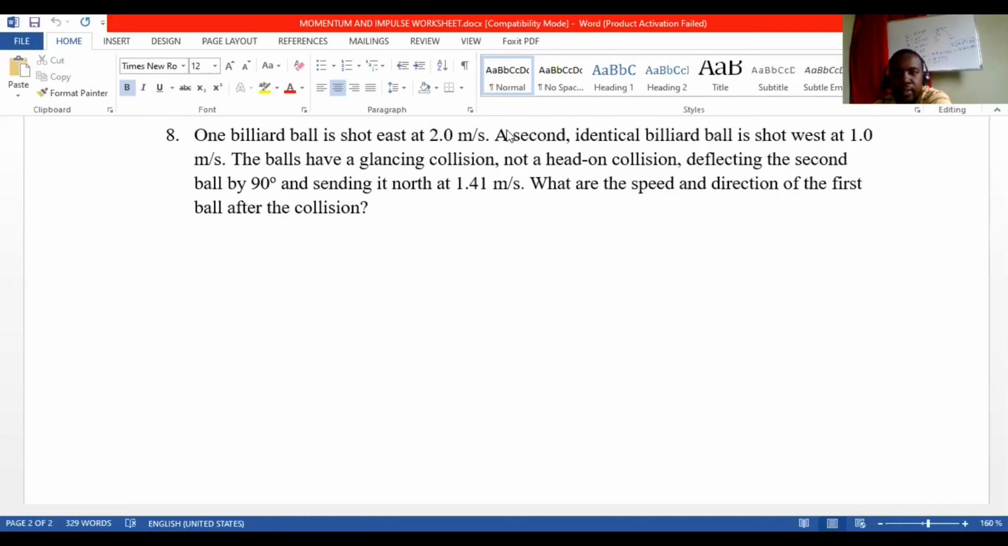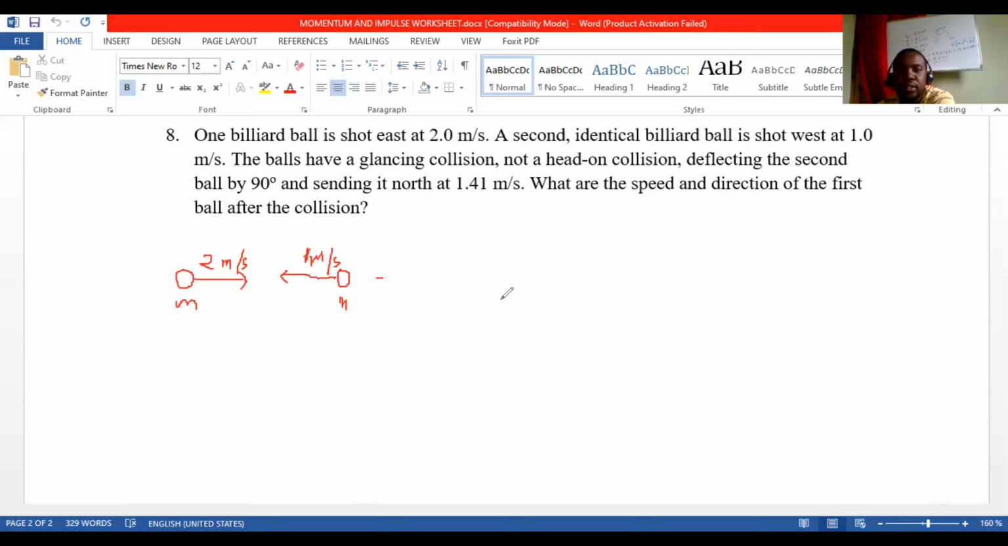All right, so the first thing here is, let's do a little sketch. This is our first ball, and it's going to the east, right? So this has a velocity of 2 meters per second, and the next ball is going to the west, and it has a velocity of 1 meter per second. They're both identical, so that means they both have the same mass, so we're just going to call them M. So that's before collision.